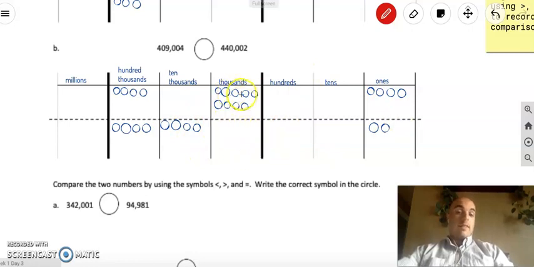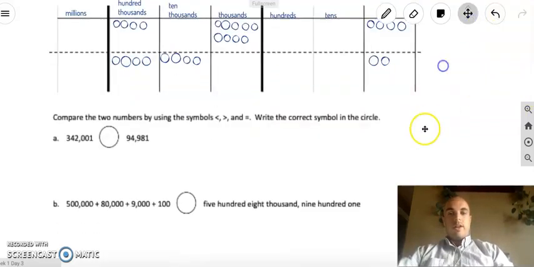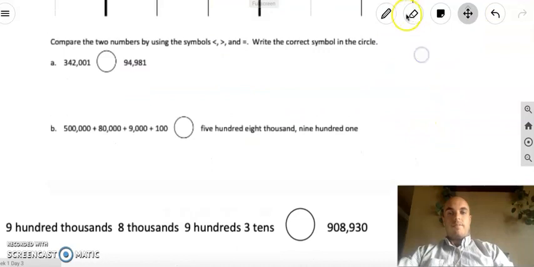I can see, for instance, that this one has 9,000s here and none here. But it doesn't matter because I have more 10,000s in this one than this one. So my alligator mouth, like so. This number is larger than this number. 440,002 is larger than 409,004. So let's scroll down a bit and look how we can do this without place value disks.